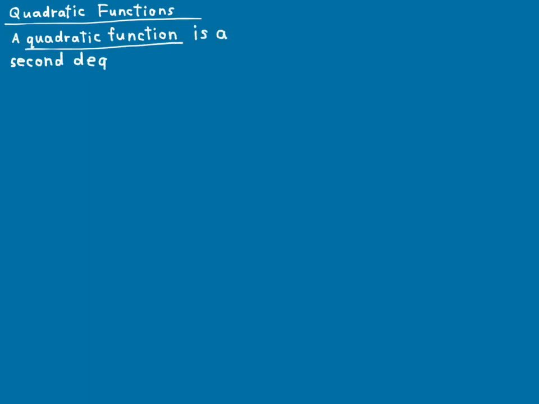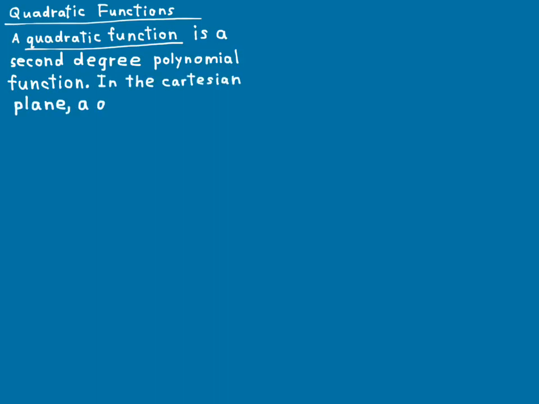So, quadratic functions. A quadratic function is a second degree polynomial function. That means that the highest power on the independent variable, which we commonly call x, would be 2. So your leading term would be an x squared term if you're using x for your variable. That's what second degree means, that's square.